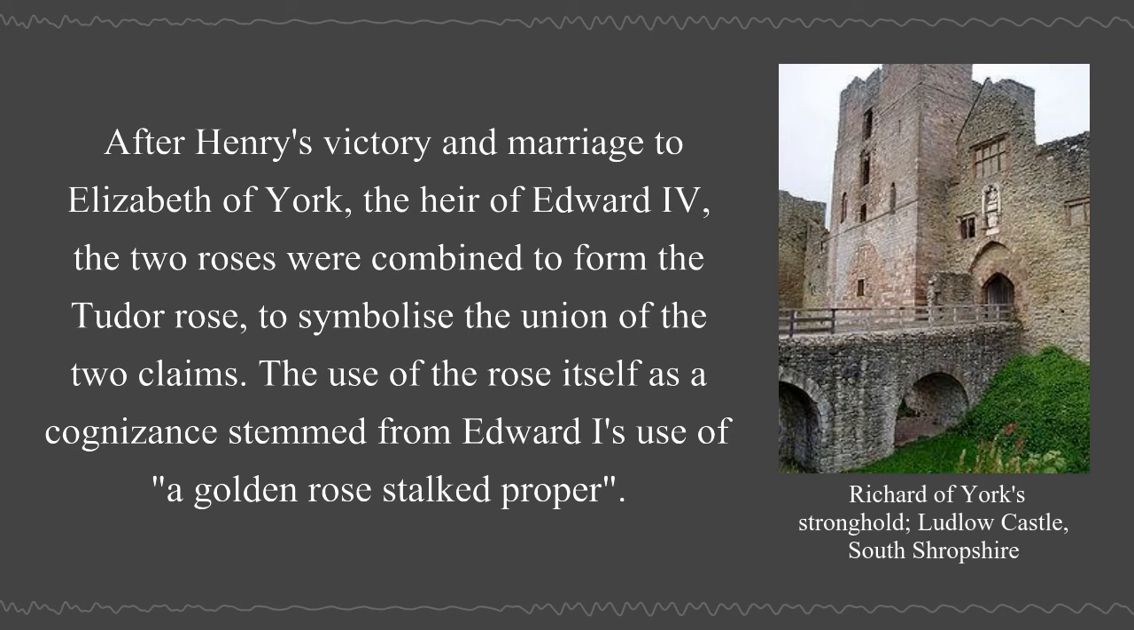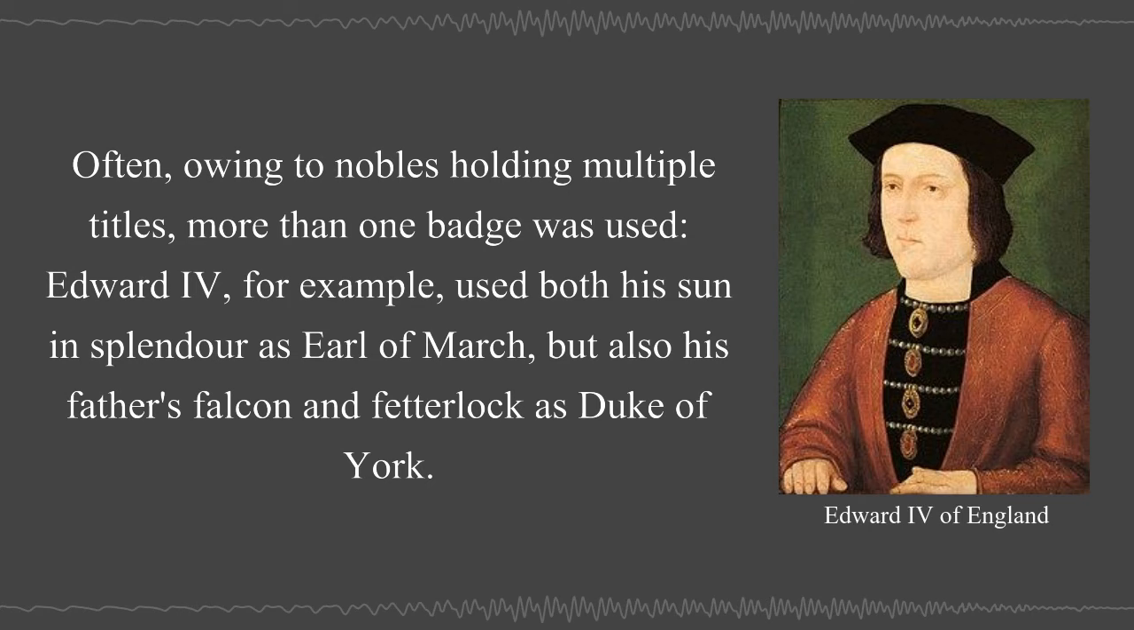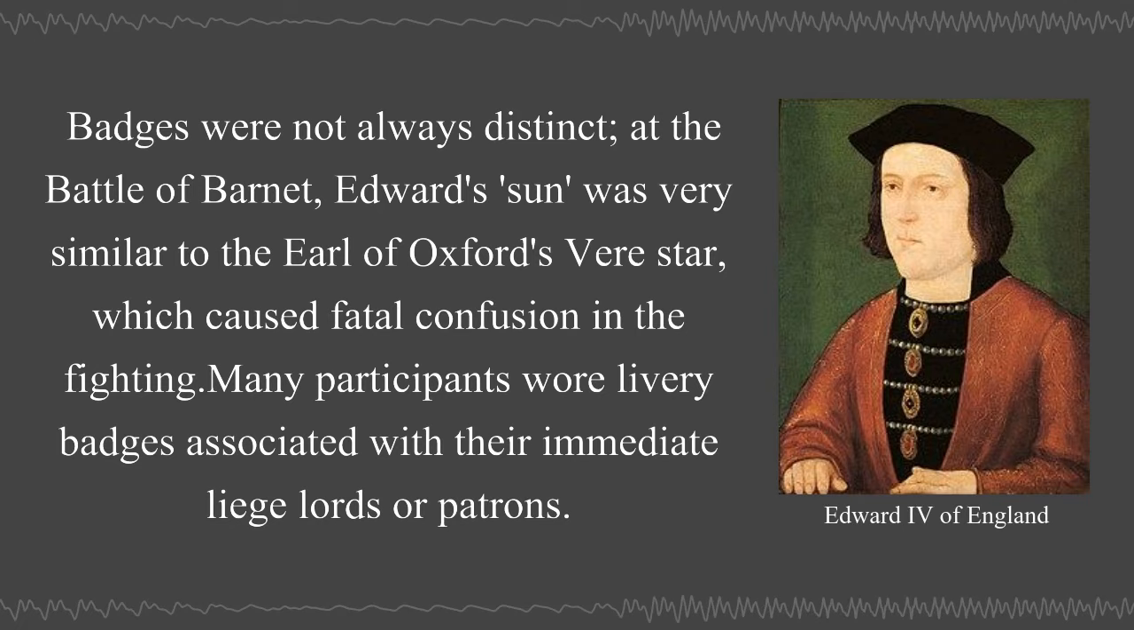The use of the rose itself as a cognizance stemmed from Edward's use of a golden rose stalked proper. Often, owing to nobles holding multiple titles, more than one badge was used. Edward IV, for example, used both his sun in splendour as Earl of March, but also his father's falcon and fetterlock as Duke of York. Badges were not always distinct.